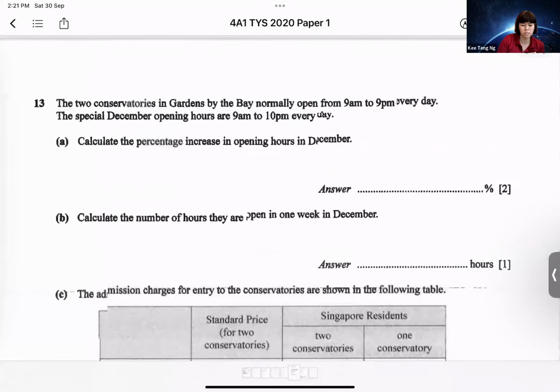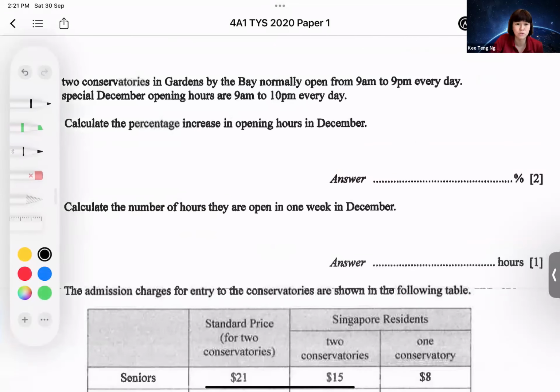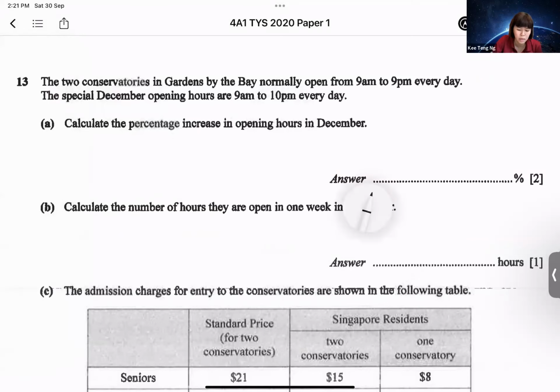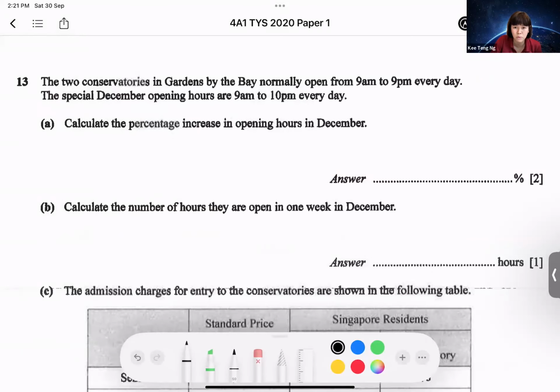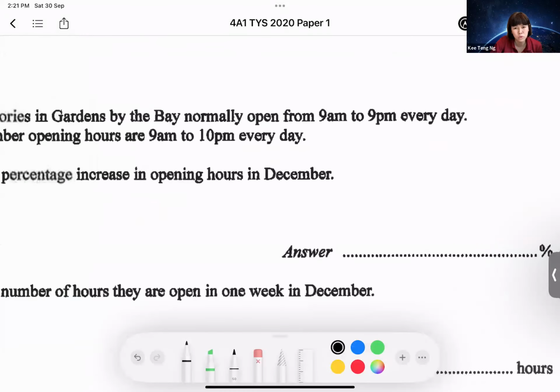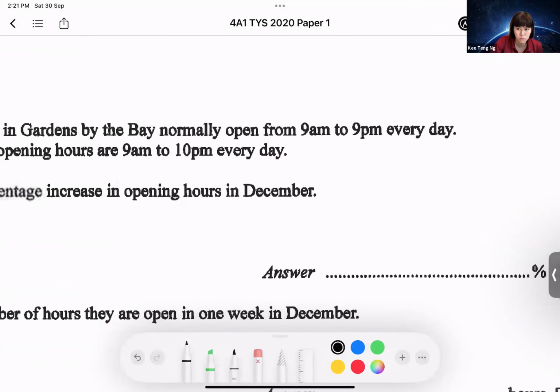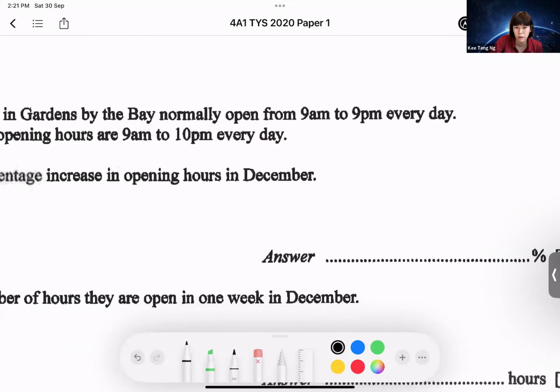Okay, question 13. Two conservatories in Gardens by the Bay normally open from 9 a.m. to 9 p.m. Now, if you were to use your calculator to calculate, you need to write this in 24-hour notation. So this will be 0900 hours. And the 24-hour notation for 9 p.m., you add another 12 to it, right? 9 plus 12 will give you 21 hours.